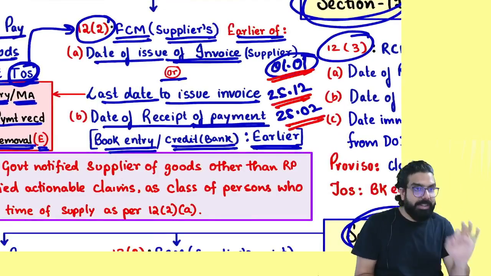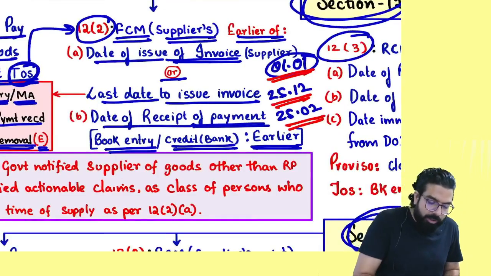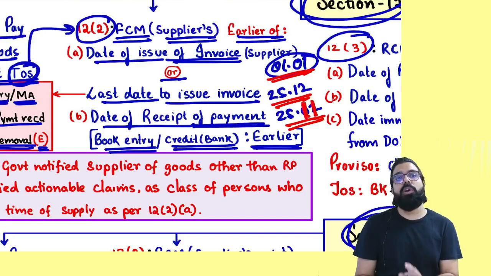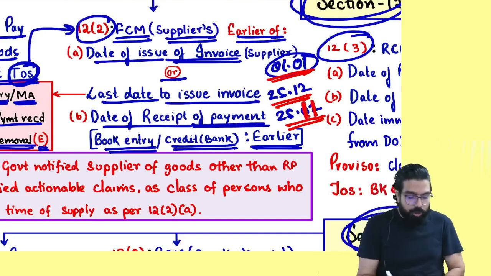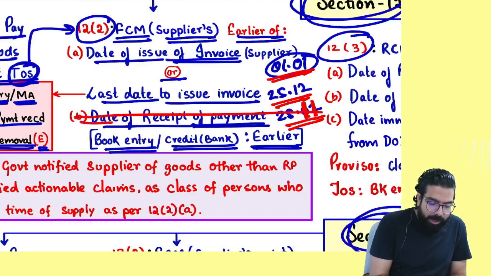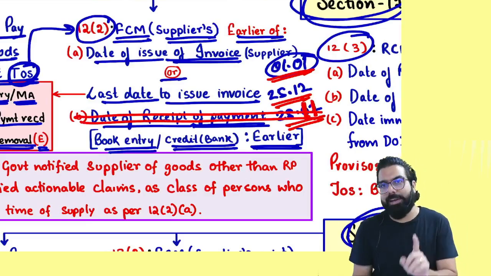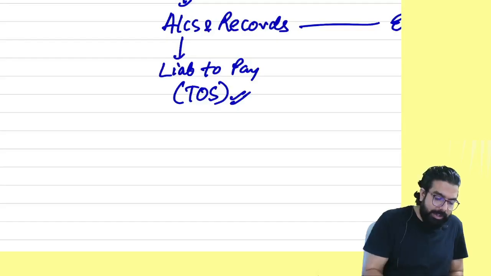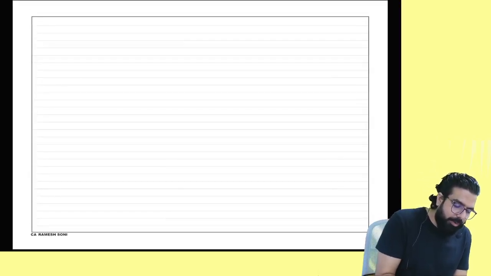Are we clear, everyone? But then, people told, sir, what if this guy had given me the advance on 25th of November only? So government told, in case of supplier of goods, you are not required to pay GST on advance, and hence government deleted this. But you don't delete anything. Listen carefully now. So tell me one thing, in case of supplier of goods, what is the time of supply?